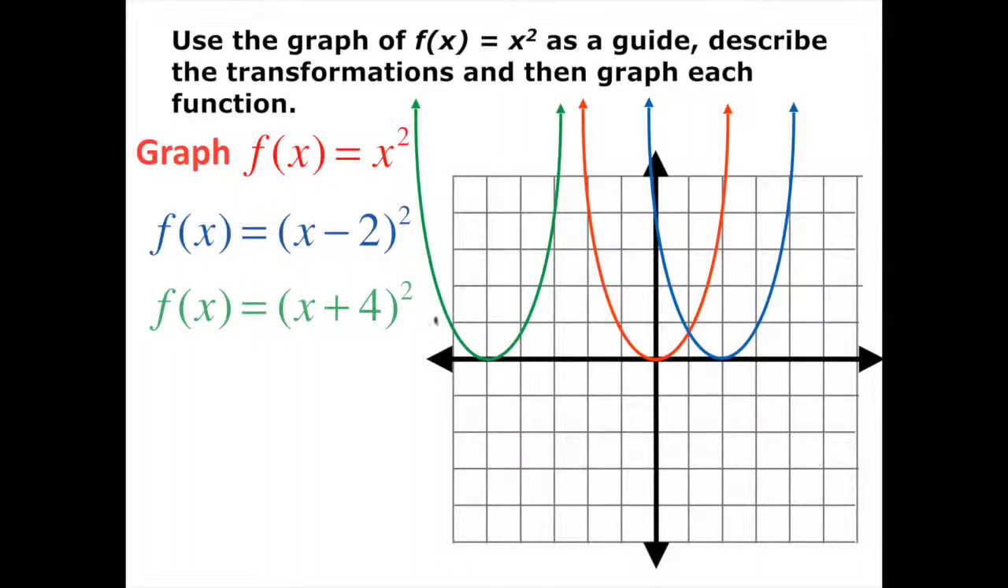Okay, now the k value, we talked about the vertex on this. The k value on all 3 of these has been 0, because remember that k value is what moves it up and down. None of these have been moved up or down. All of these are still with a y value of 0. All of these are right on the x-axis.